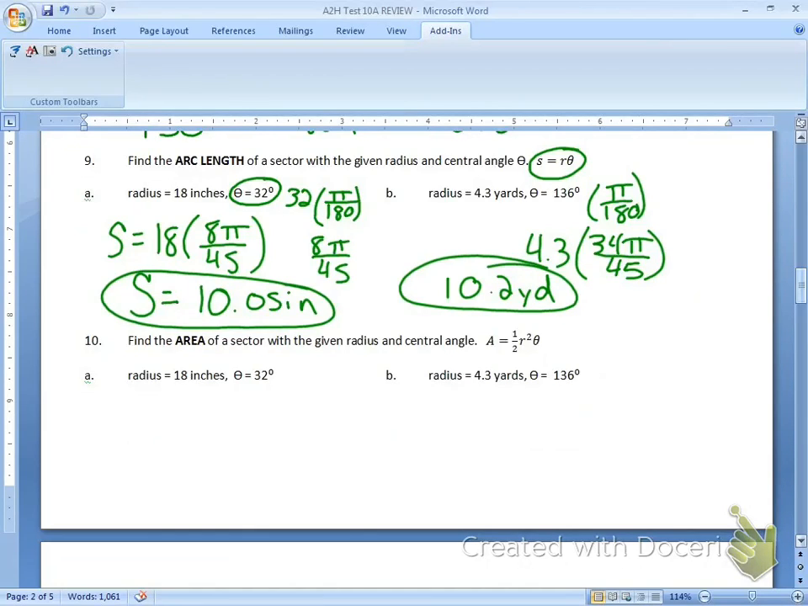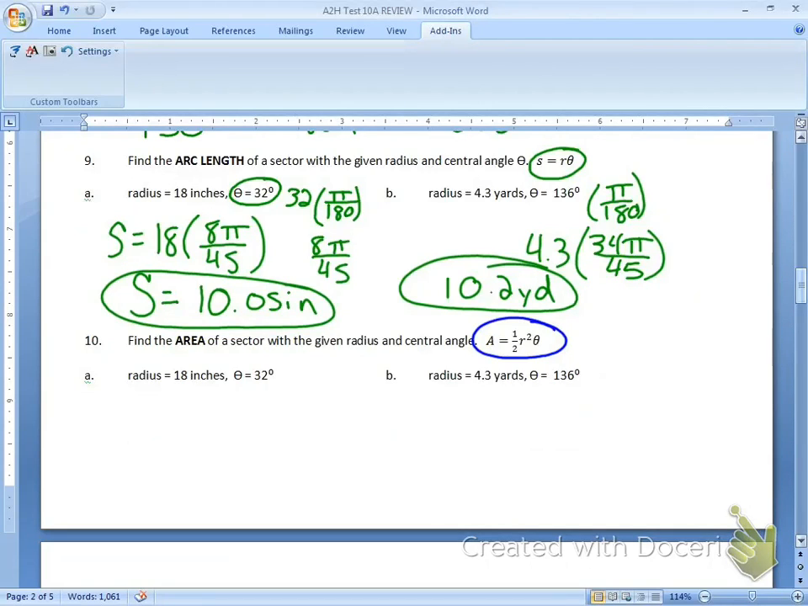Number 10, find the area of a sector with a given radius and a central angle theta. That should have theta there, sorry about that. Again, your formula is A equals 1/2 R squared theta. And again, you need to make sure it's in radians. If it's not in radians, you cannot do the problem.